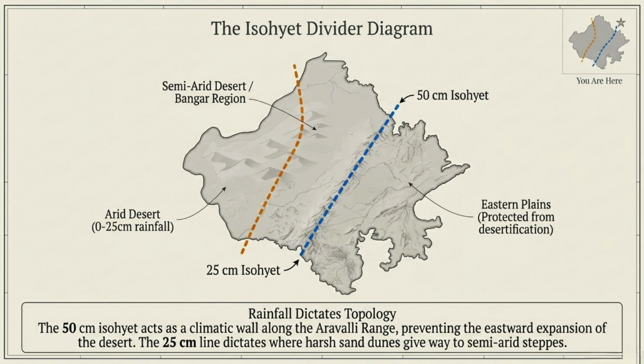The 50 cm Isohyet line acts like a climatic wall running right along the Aravalli Range, physically protecting the eastern plains from desertification. Moving further west into the desert, the 25 cm Isohyet line dictates the transition where the harsh, sand dune heavy arid desert gives way to the semi-arid steppes, also known as the Bangar region.